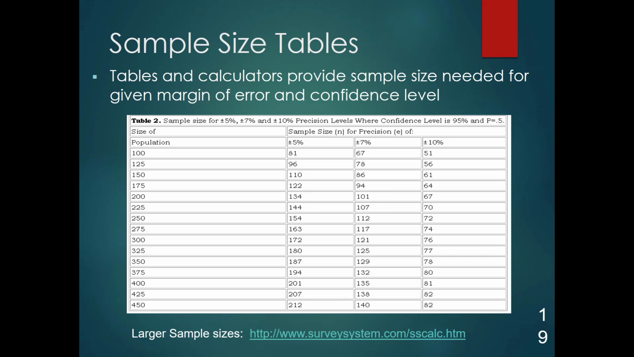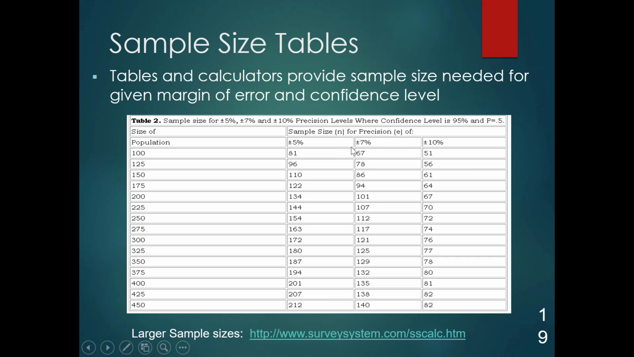So for example here, if the population size was 100 and we were looking at a plus or minus 5%, a plus or minus 7%, or a plus or minus 10%, we can determine which level of precision or confidence level we want. Let's say we go with plus or minus 5%. If our population is 100, we would need a sample size of 81 to stay at a plus or minus 5%.